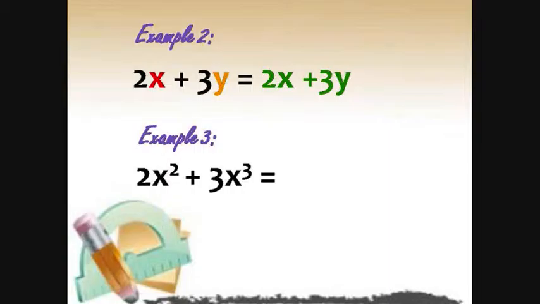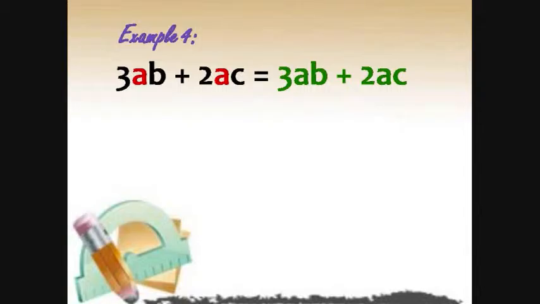Example 3. 2x squared plus 3x cubed. You cannot add them because of the different exponent. One of the x is squared and the other is cubed. Example 4. 3ab plus 2ac. You cannot add them, although they have both a. One is ab and the other is ac. They must be the same before you can add them.